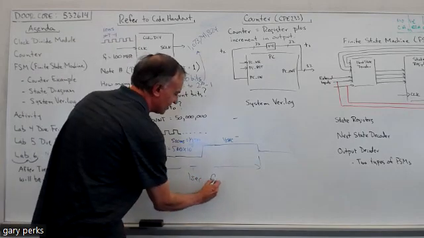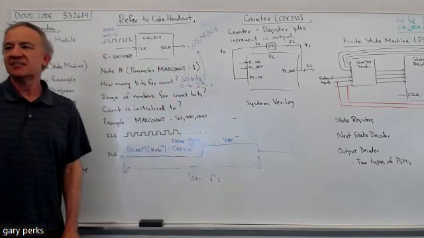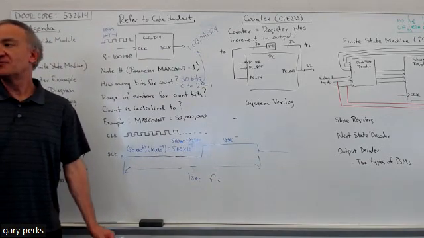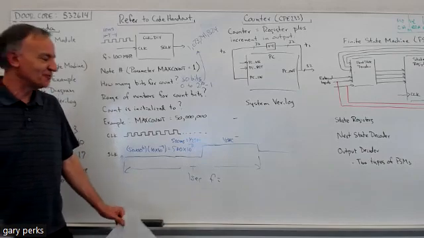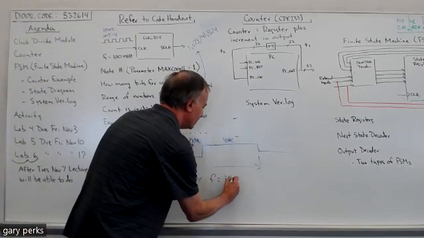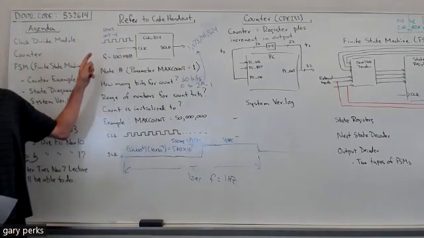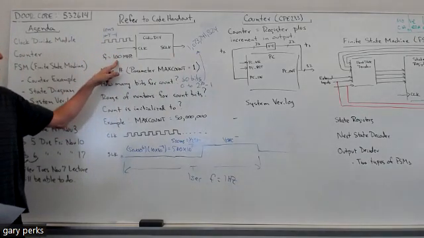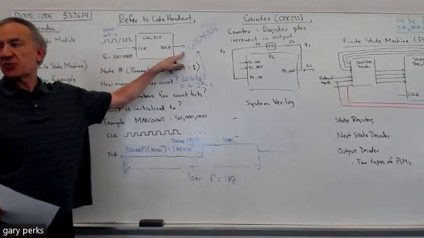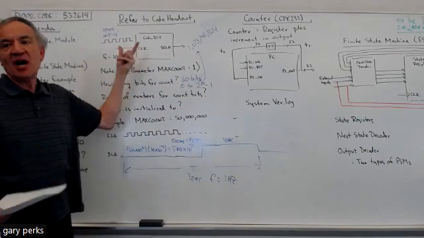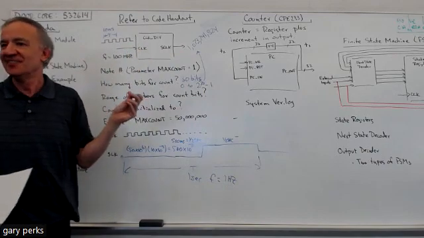What's the frequency of something that has a period of 1 second? How do you get frequency from period? Yeah, just 1 over 1. 1 hertz. So you see, this is taking a square wave with a frequency of 100 megahertz and outputting a square wave of 1 hertz, right? So it's divided by 100 million.